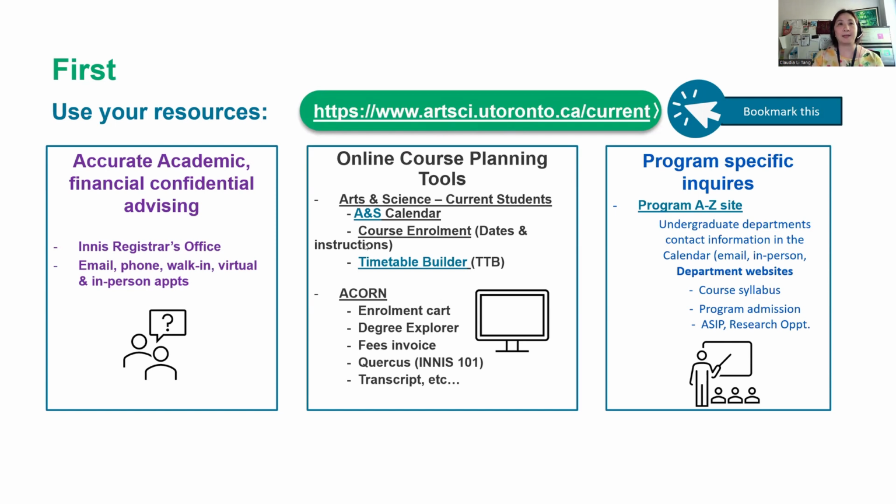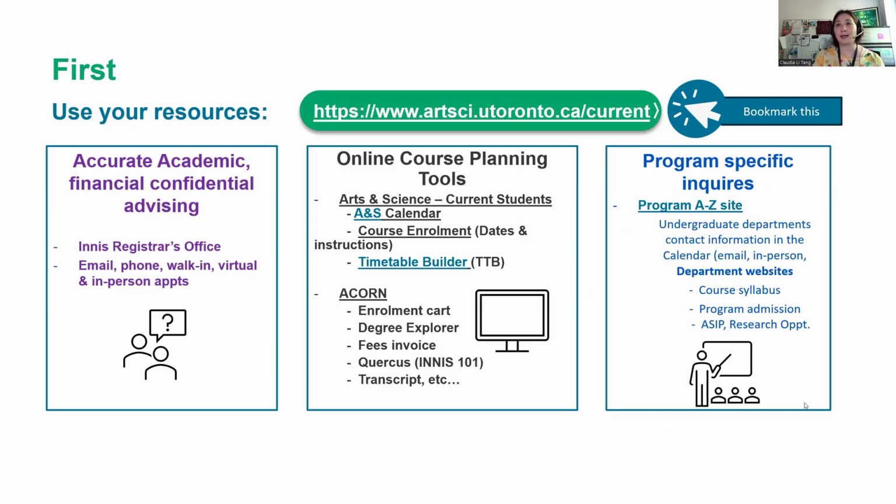And the 3 main websites that you're going to be using would be from the Arts and Science calendar, where in this earlier session, you have looked at the degree requirements. You can find degree requirements, program requirements, and course descriptions. Then this other website called the course enrollment. It's where you can find the dates and instructions on course enrollment, as well as the timetable builder tool to make your timetable, and using Acorn as the website, the student web service where you enroll in courses.